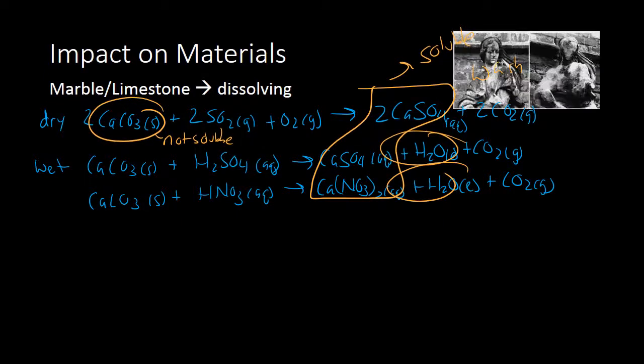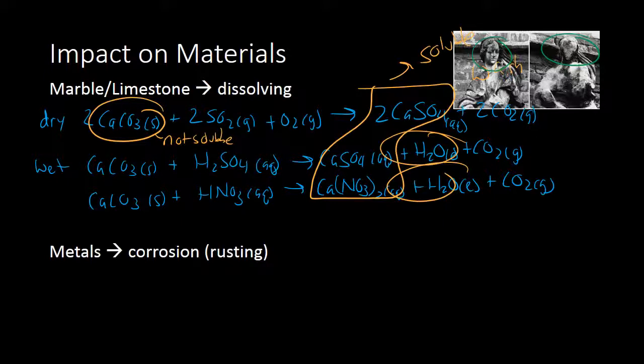And so here you can see with the stone, with her face, over time, it's getting eroded away. It's washing away because that calcium carbonate is turning into a soluble form of calcium, like calcium sulfate or calcium nitrate. The same thing can happen with metals and corroding metals. And so this is one way to do this is rusting.